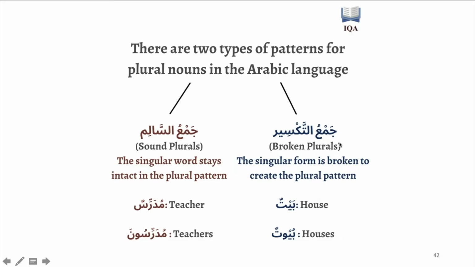The Jam' al-Taksir, broken plurals, means that the singular form is broken to create the plural pattern. So in this pattern, the word will actually be changed. Baytun means house. Its plural form is buyut. So here the word itself is completely changed. The ba which had a fatha on it here has a dhamma. The ya which had a sukun on it here has a dhamma. And also a waw has been added to the word itself. Unlike the word mudarris, which did not go through any changes, the word bayt was broken in order to create its plural pattern, very drastically changed. Inshallah, we're going to go into more details concerning both the Jam' al-Salim and the Jam' al-Taksir, starting with the Jam' al-Taksir.